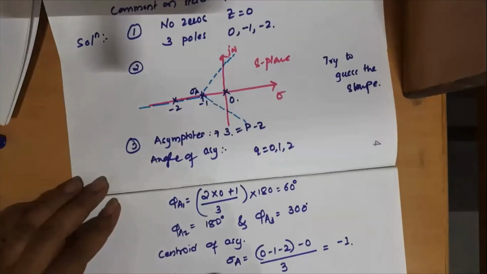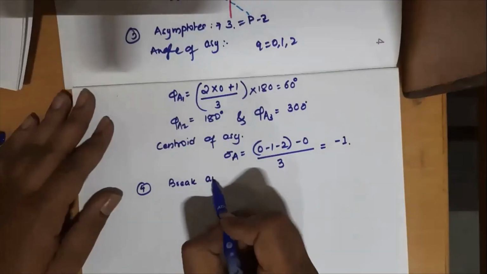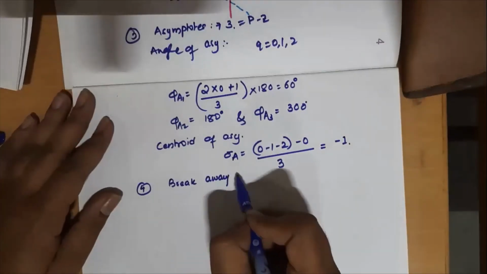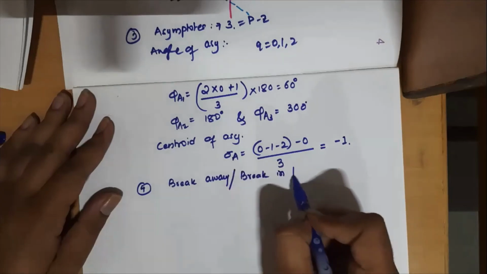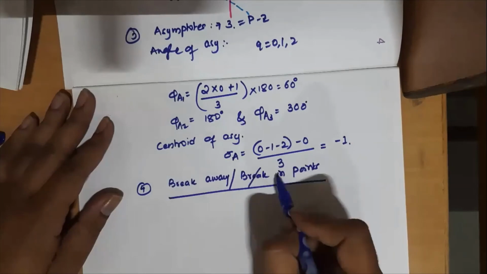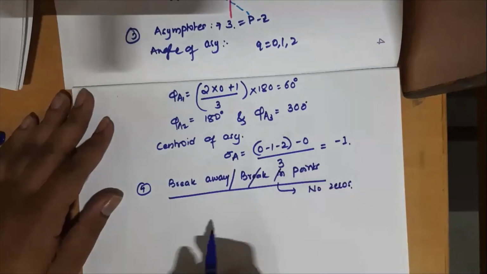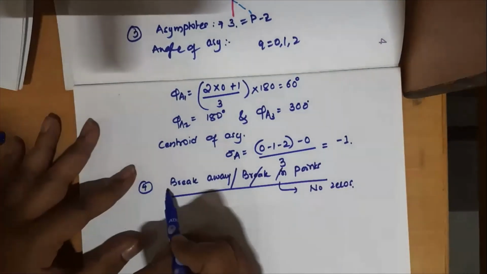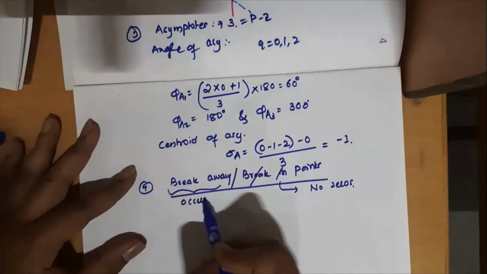Next we have to plot the shape, but let us see. Will there be a breakaway? First question, will there be a breakaway? So we know that breakaway or break-in occurs between two poles or between two zeros respectively. First you should check, will there be a possibility of breakaway or break-in? Then only proceed for calculation. So here we have more than two poles, therefore there is a possibility of breakaway. Break-in is not possible because there are no zeros. So we calculate only breakaway, which occurs between two poles.